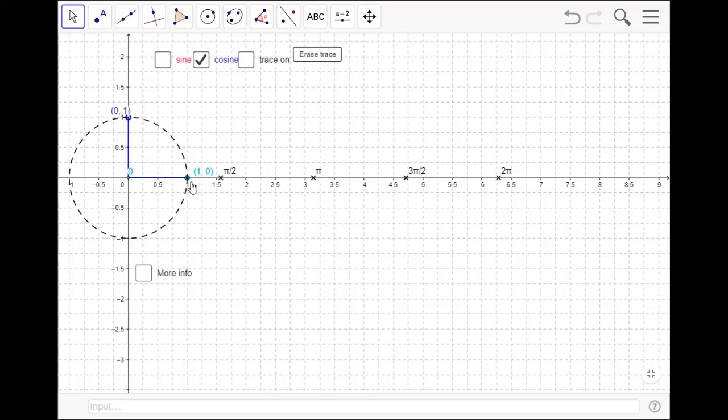If the point P is here, the angle is 0, and the x coordinate of this point is 1. Therefore cos 0 is equal to 1, and the first point of the function y is equal to cos x is (0, 1). This is the first point.